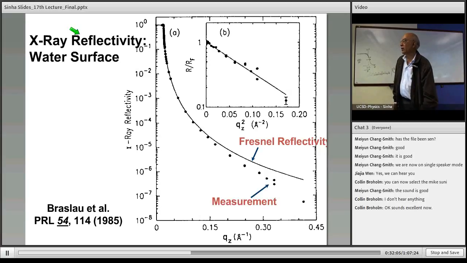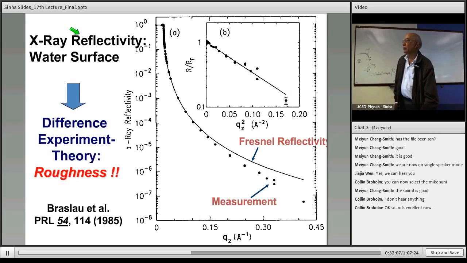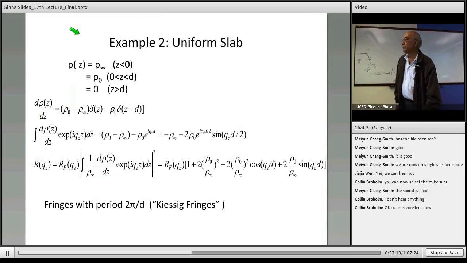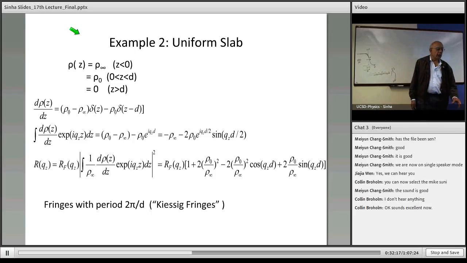The next example I will give you. So the second example is what happens if you put a uniform slab, a thin film, on a substrate, which itself is also smooth. Roughness can be taken into account, as I said, in the way I've just discussed. To avoid making it too complicated, let's leave roughness out for the moment.